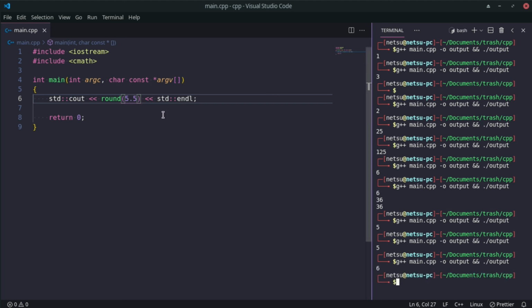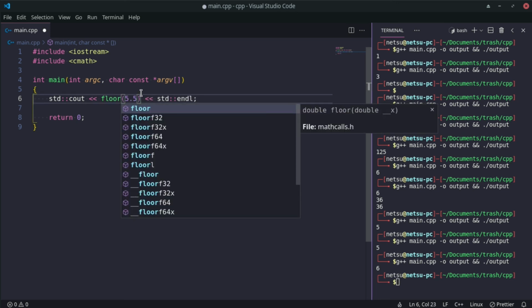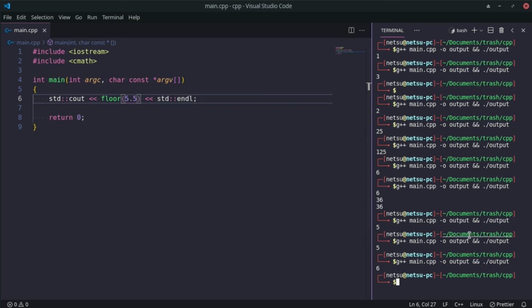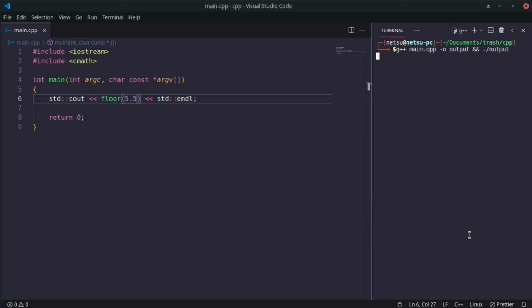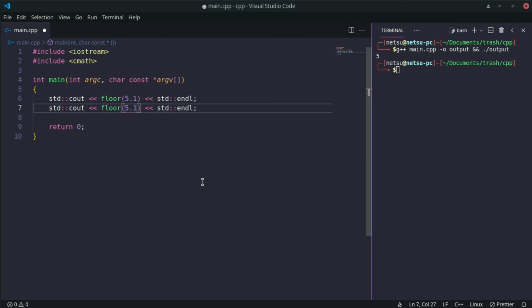Now what if you always wanted to round down? Because let's say you might be getting input from the user and you don't necessarily know what it is, but whatever it is, you always want to round down. Well, to do that, you can just say floor. And now it will always round down, never up. As you can see here, we get 5. If we make this, let's say 5.1, and let's make another one here and make that 5.9, as you can see, it will always round down back to 5.